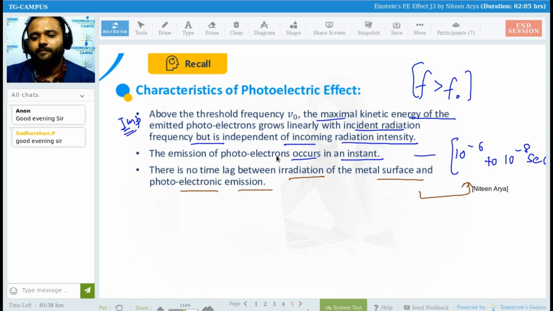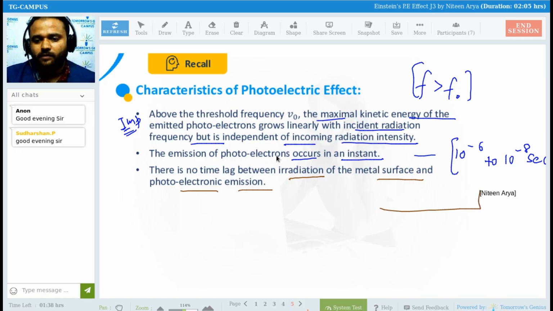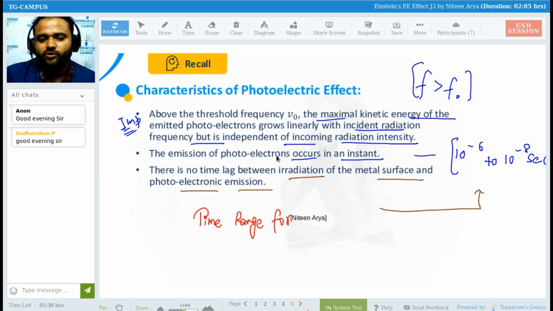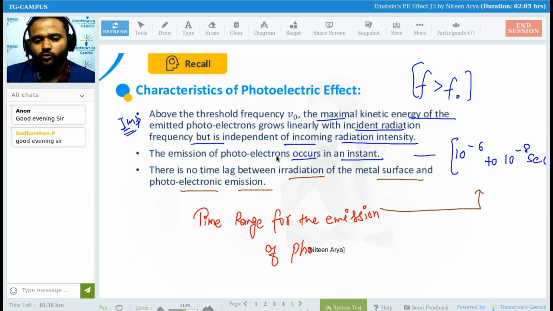This is the range. Okay, time range for emission of photoelectrons. Even we already did this thing for the emission of photoelectrons.